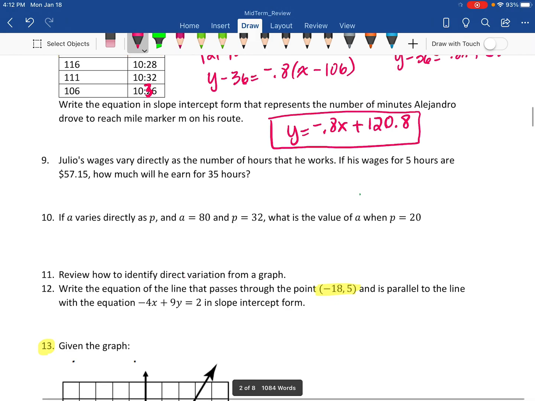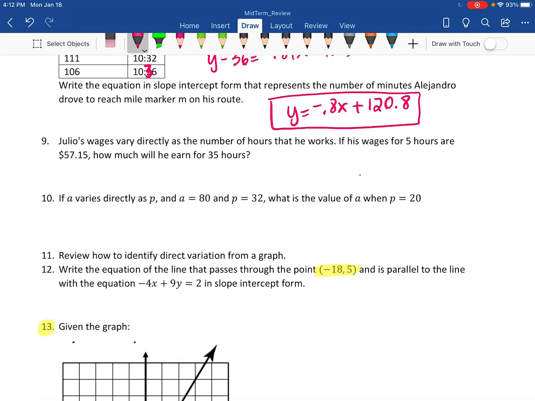All right, number 9 is an easy one. Number 9, we're looking at Julio's wages vary directly with the number of hours that he works. So think about that. Then the coordinate point would be number of hours, and then the y would be our wages. Now, this would be x, this is our y. Remember, it varies directly. So his wages for 5 hours, he works 57.15. So that means I don't need to figure out what the rate of change is. I can just say 57.15 divided by 5. That's going to give me his hourly wage.